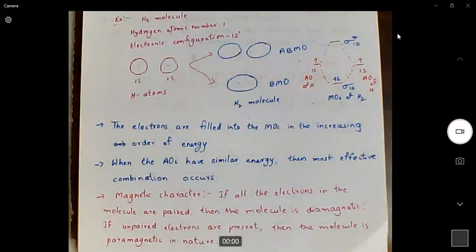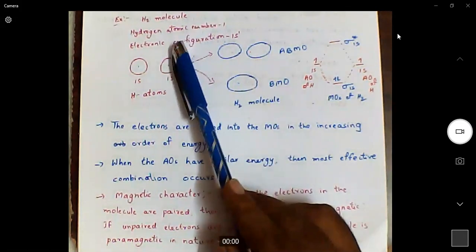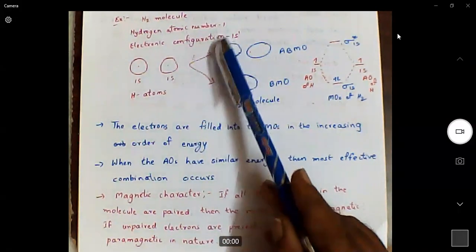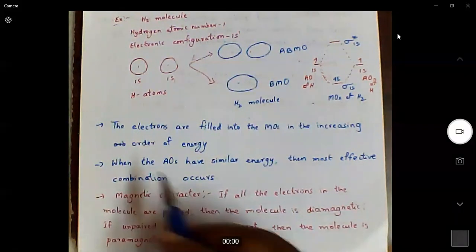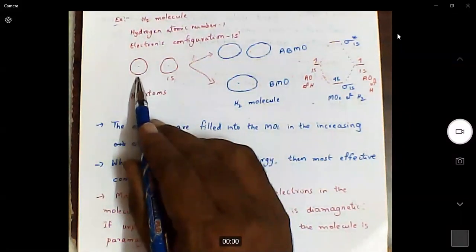Now we will take a simple example and see how this LCAO approach will lead to the generation of molecular orbitals from atomic orbitals and how we will draw the MO diagram. Just take the hydrogen molecule, where hydrogen atomic number is 1 and its electronic configuration is 1s1. Now the single electron will be in the 1s orbital.